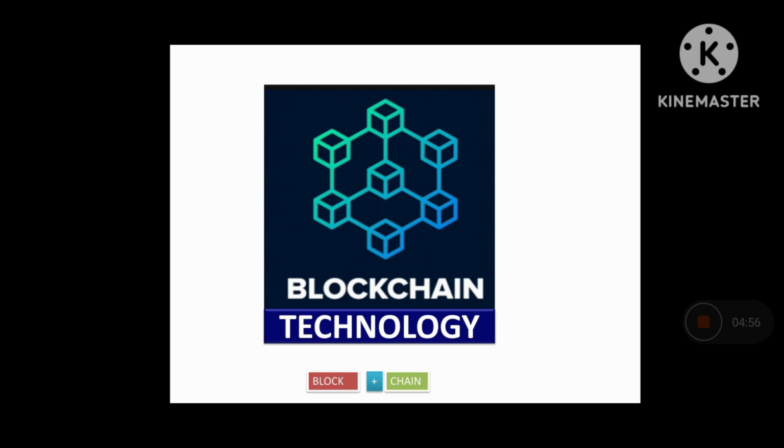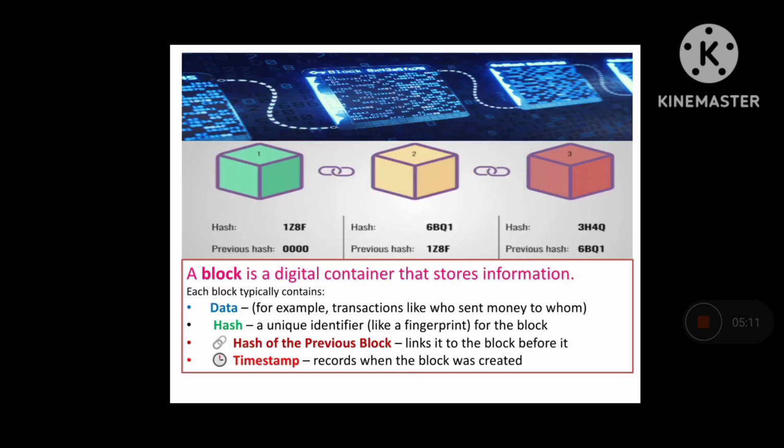Now, what is blockchain technology? In simple terminology, blockchain consists of two words: block plus chain. So, what is a block and what is a chain? A block is a digital container that stores information, meaning data about the transactions that were made, available in the form of data.